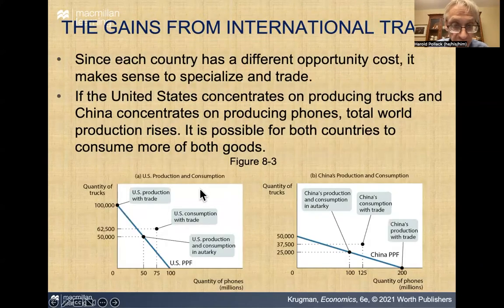There we go. You can see that we can end up with trade at a point that we couldn't reach in the United States on our own. And similarly, China ends up at a point that they couldn't reach in autarky either. So trade is helping both countries get outside of their own autarkic production possibility frontier.